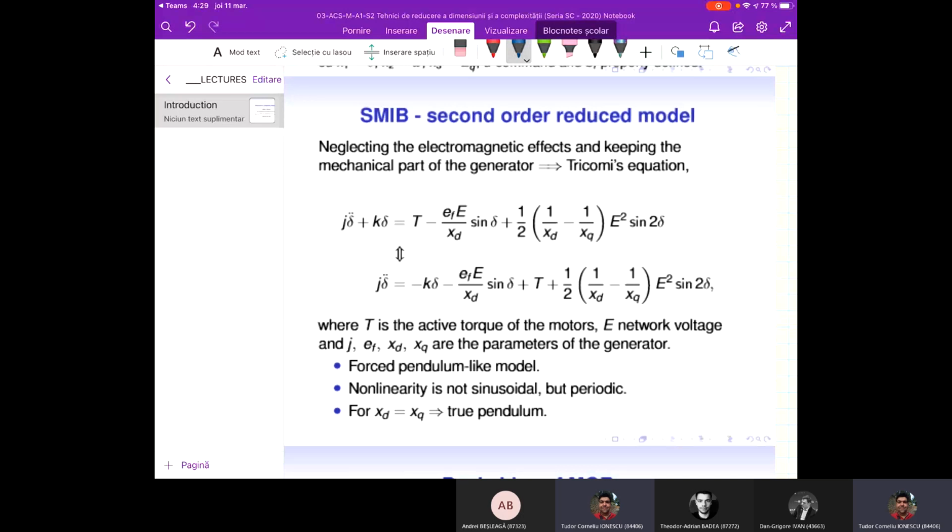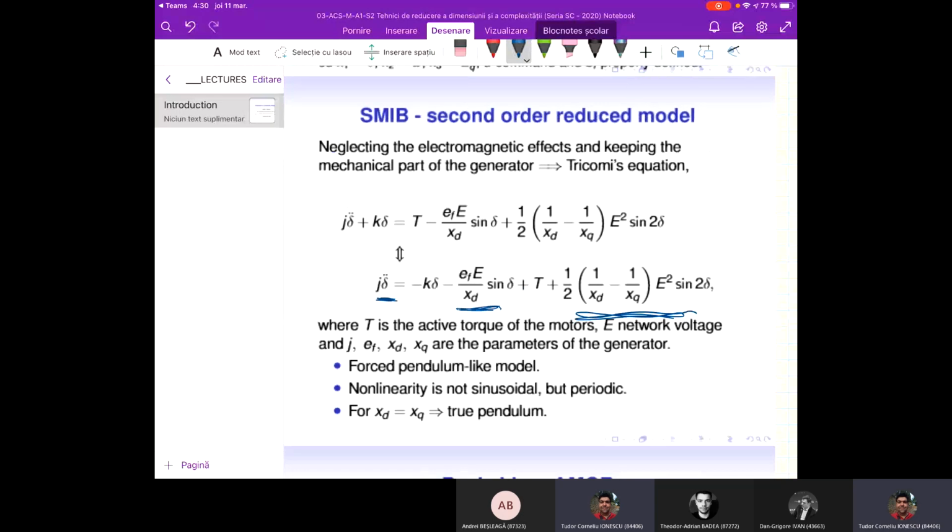So, for instance, neglecting the electromagnetic effects and keeping only the mechanical part of the generator as the important driving dynamics, the slow dynamics of the power system, you end up with this second order equation of this form. J is inertia. If you look at this equation, this looks pretty much like a pendulum. Look at this term here. So this is some sort of pendulum.